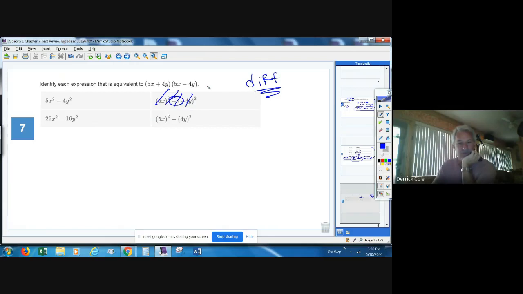All right. First term squared. Well, that ain't squared. So it's not that one. All right. 5 squared is 25. 4 squared is 16. Boom. 5 squared, 4 squared. So both of these guys.